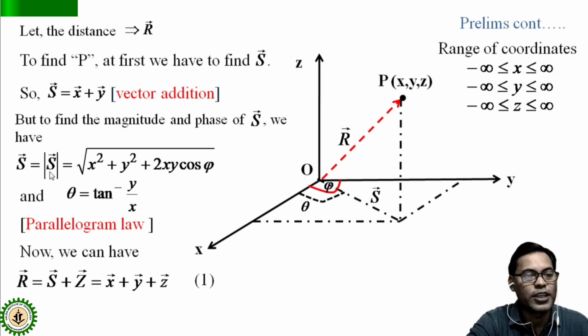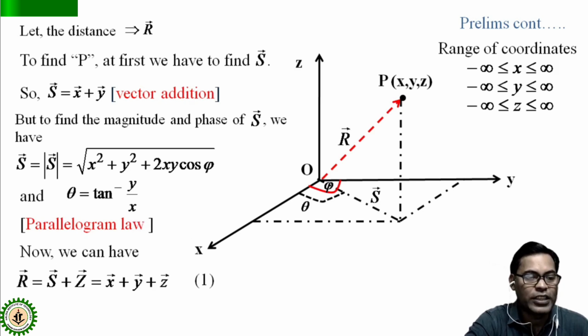The magnitude of s, mod of vector s, is the square root of x squared plus y squared plus 2xy cos phi, and the phase angle theta equals tan inverse of y by x. In this way, which is known to us, we can find the magnitude and the phase angle of a vector, here s.